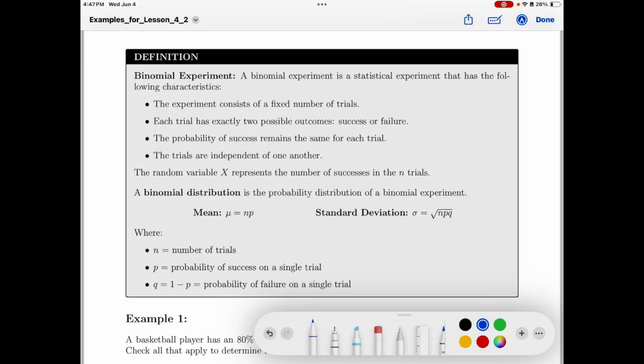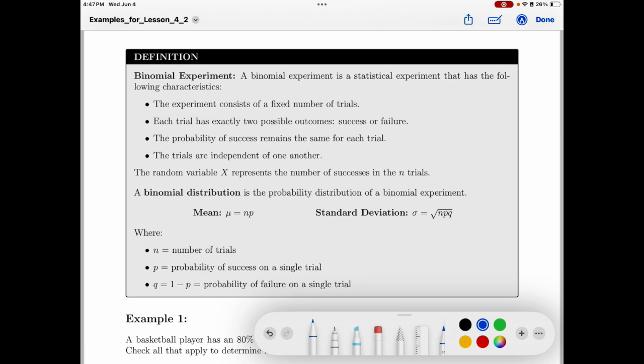Welcome everyone to our lesson in binomial experiments. In this lesson, we're going to talk about fundamental characteristics that define binomial experiments, learn how it's related to what's called the binomial distribution, and we are going to focus on identifying the binomial experiments in this lesson.